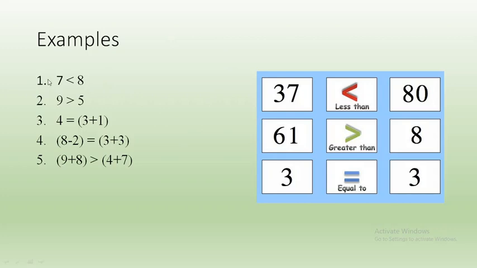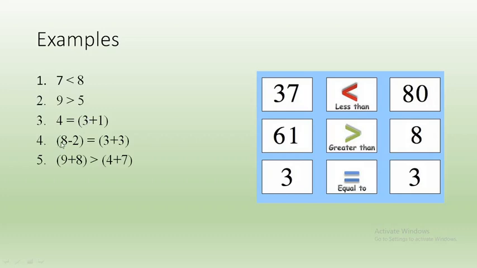Example 1, we say 7 is smaller than 8. 9 is bigger than 5. Example 3, here you need to listen very carefully. 4 is equal to 3 plus 1. First, you need to solve the brackets. You need to add 1 to 3. 3 plus 1 is equal to 4. So now you find out that this whole bracket is 4, which means 4 is equal to 4.